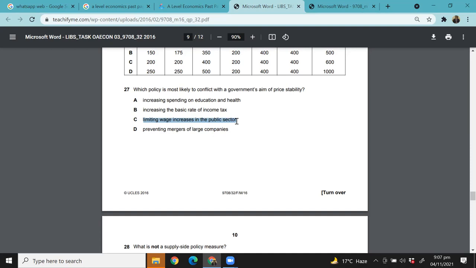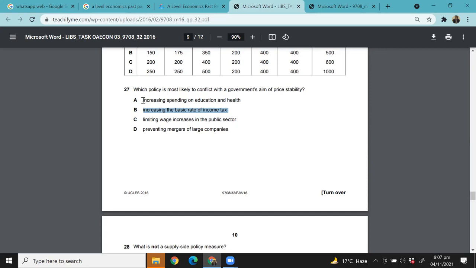If wages increase, there will be more spending because people's affordability and spending power have increased. That results in demand pull inflation. But when you're limiting wages, there will be less demand pull inflation, right? Exactly. So it is very, very important to read the options carefully. Then increasing the basic rate of income tax: obviously when income tax increases, affordability decreases, purchasing power will be lower, people will not buy that much, right?